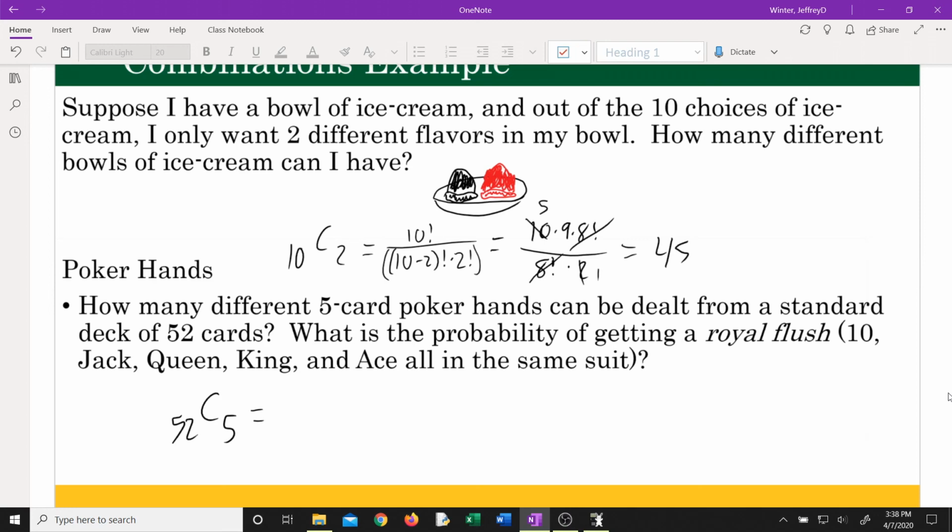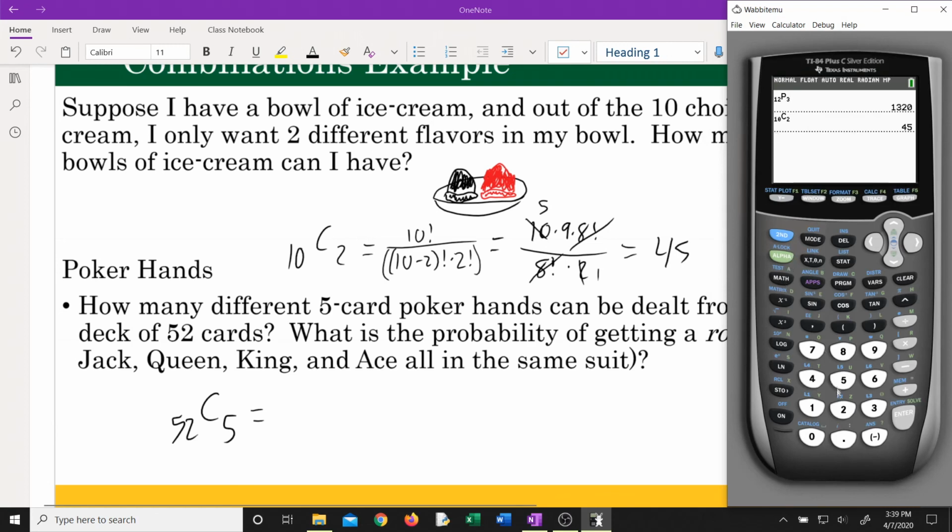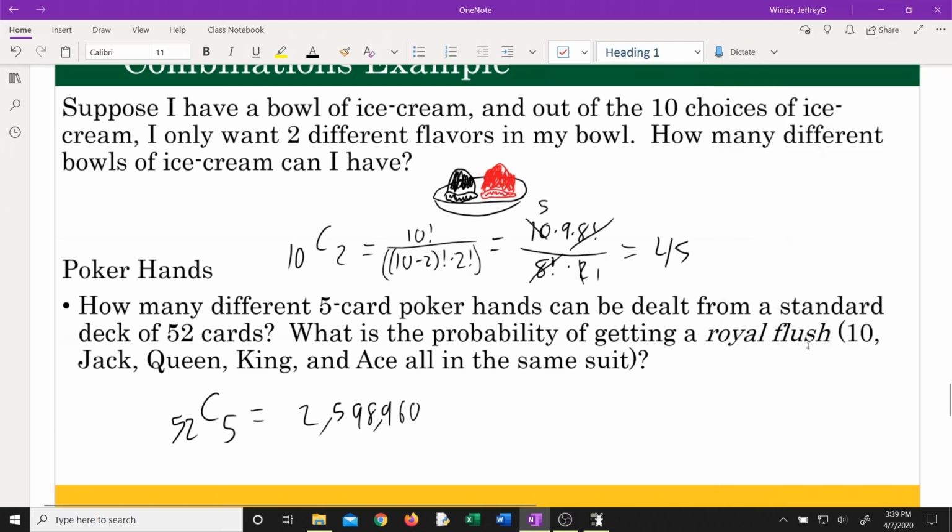Because of how large these numbers end up being, I'm going to just type this one into my calculator. So I'm going to type in 52 choose, and then we want 5 cards out of the 52. So it's about 2.5 million unique hands in a poker game. So the answer ends up being about 2.5 million. Now, the second part of the question is asking what is the probability of getting a royal flush?